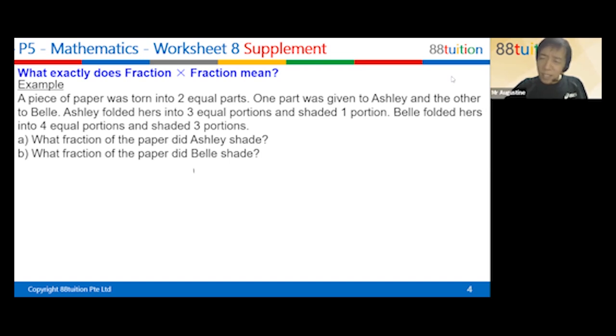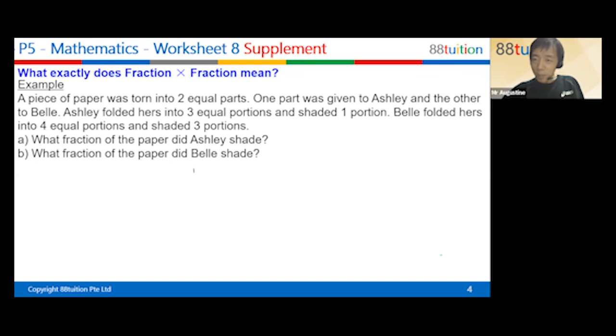So how do we tell what fraction of the paper Ashley shaded? We're finding a fraction of the paper, not just Ashley's own part only. The fraction of the paper is referring to the original paper before it was cut into 2 parts. Do you all see that? So how do we find the fraction of the paper then, because it's already been split? What do we need to do? Do you all see the picture first?